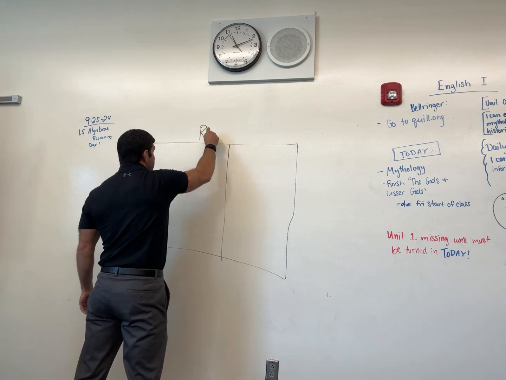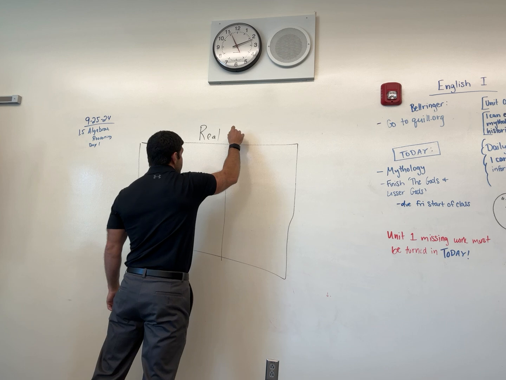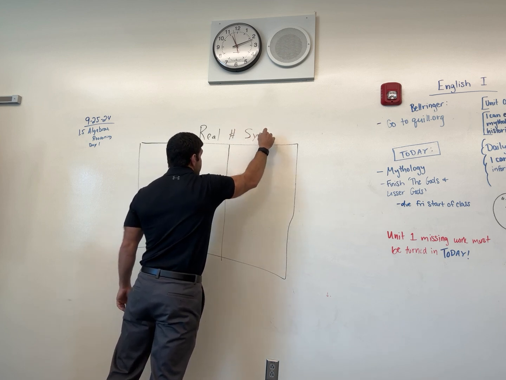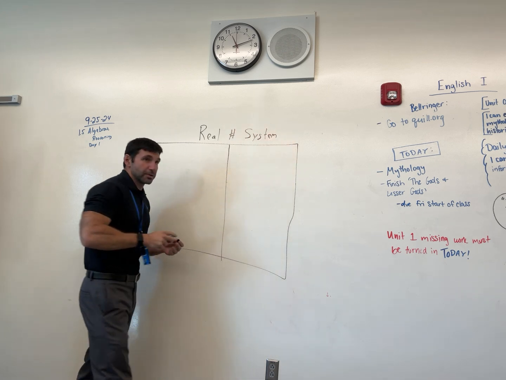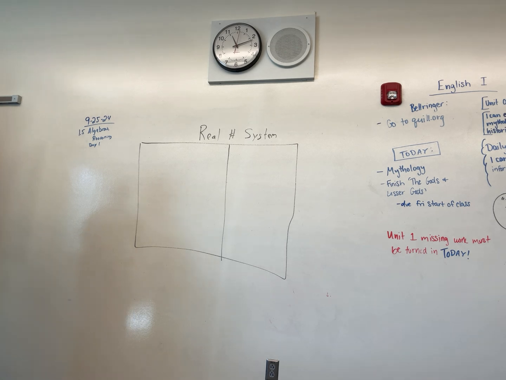The whole box is the real number system. The whole thing is the real number system. Because right now, you don't know what imaginary numbers are. It's i. It's the square root of negative 1. You don't need to know that. You'll learn that in Algebra 2 if you have me next year. But, real number system. Any number that you can think of is part of the real number system right now.